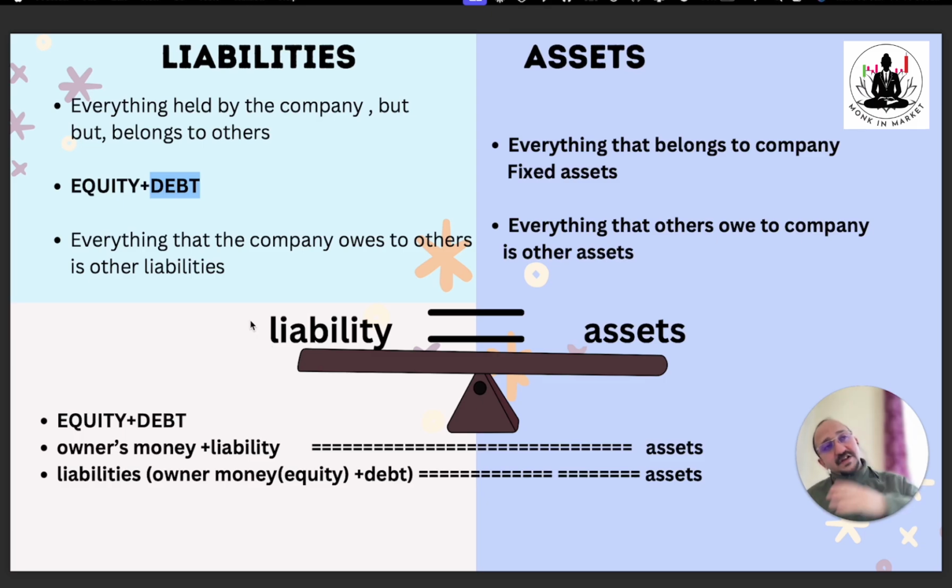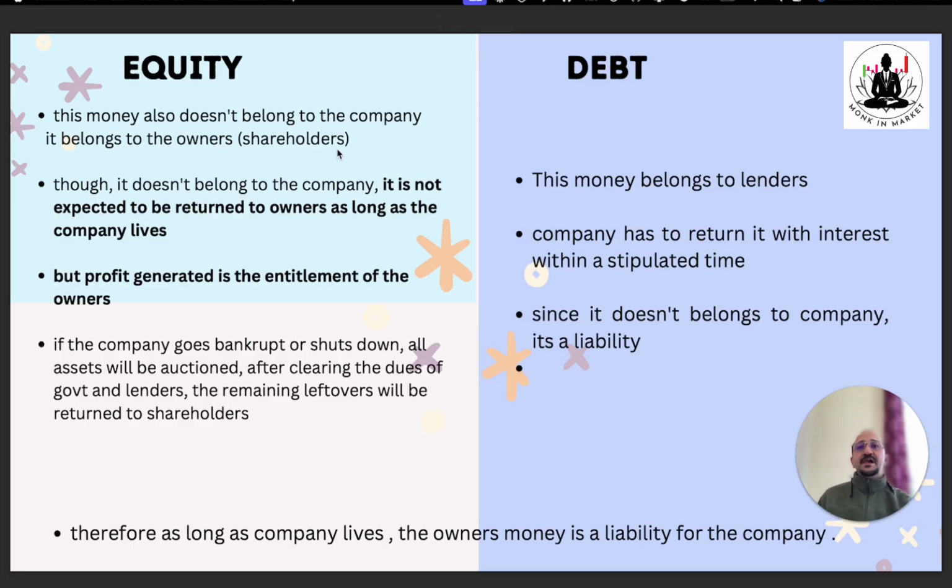But if even after so many years debt keeps on piling up, it is not a good sign. That we are going to discuss, right? Now, I hope this is clear to everybody. Now, what is equity and what is debt?